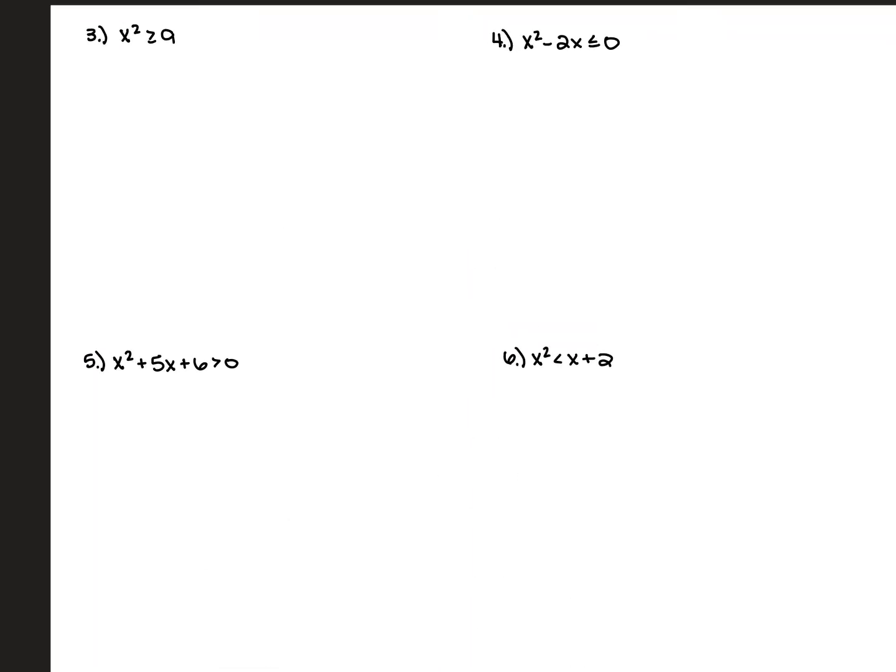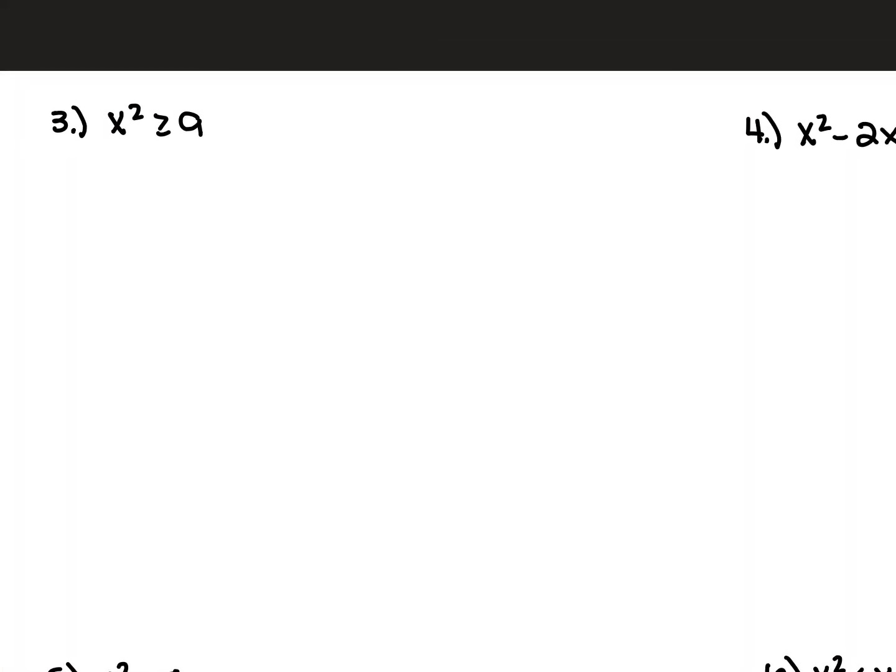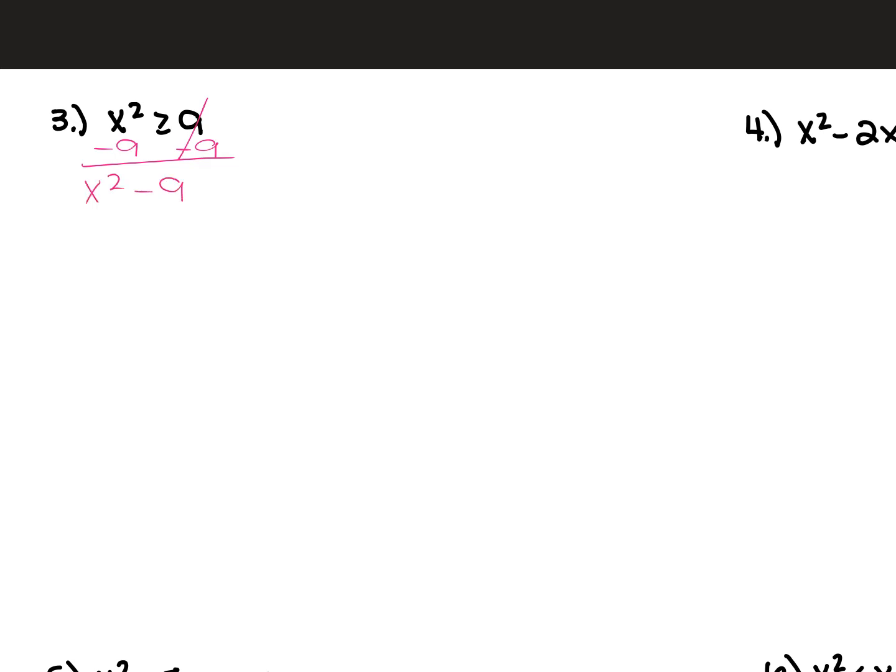For our next example, we have x squared is greater than or equal to 9. For this one, I don't want to take the square root of both sides, so I'm going to move the 9 over and factor it. So I'm just going to subtract it from both sides to give me x squared minus 9 is greater than or equal to 0. It is greater than or equal to 0, so or is going to be what we use when we graph. So this is going to factor to give us x minus 3 times x plus 3 is greater than or equal to 0.